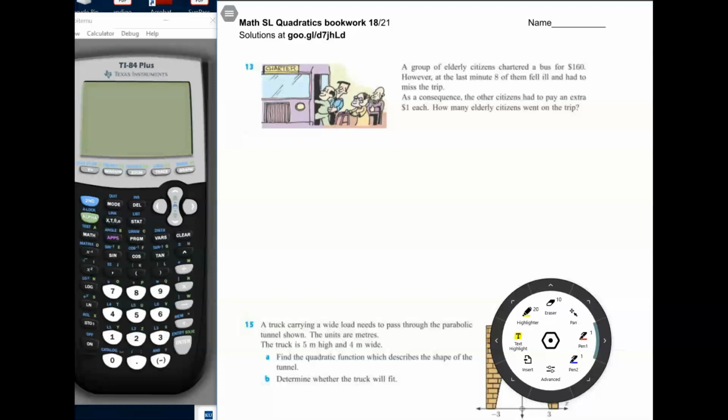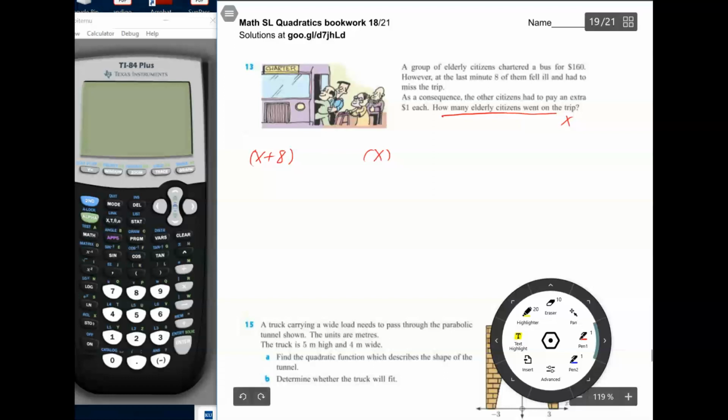Okay. Let's say that the question is asking for what is X, okay? So X is how many actually went on the trip. So X people went on the trip. How many originally planned to go on the trip? X plus 8, right? So before it was X plus 8 people. Afterwards it was just X people.